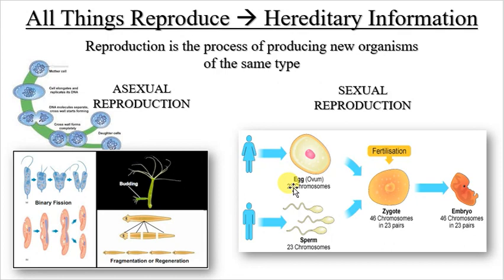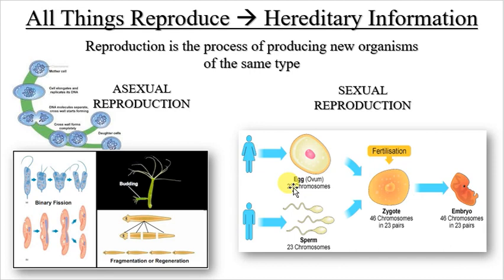So with reproduction, first you need reproduction of cells, right? You need to produce new cells for growth, maintenance, and repair, and you also need reproduction of individuals themselves. And this can occur either asexually or through sexual reproduction.